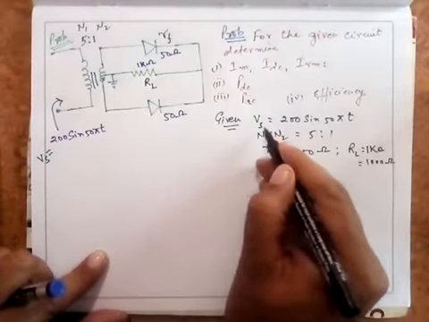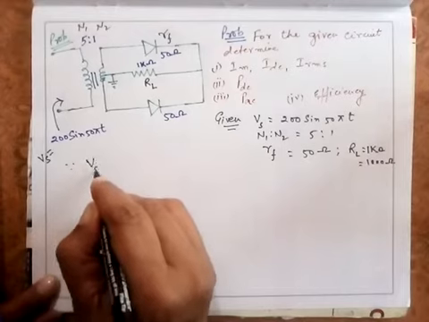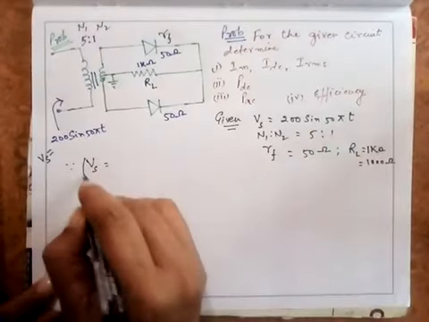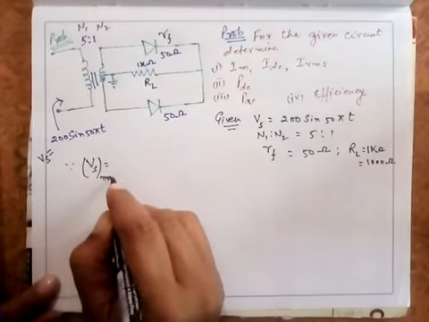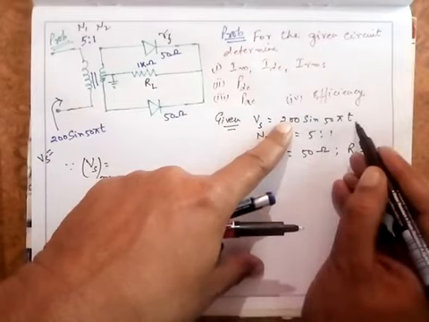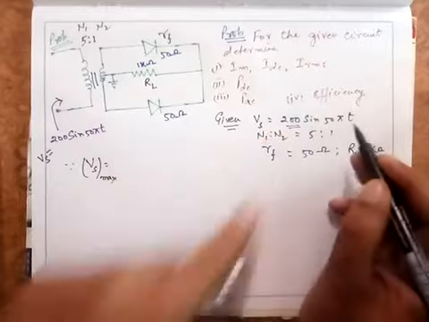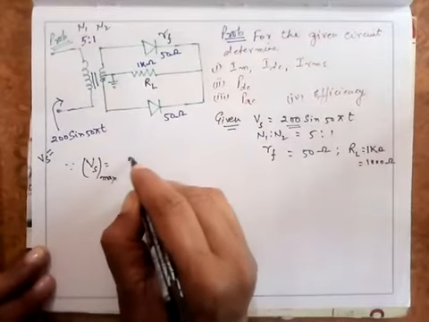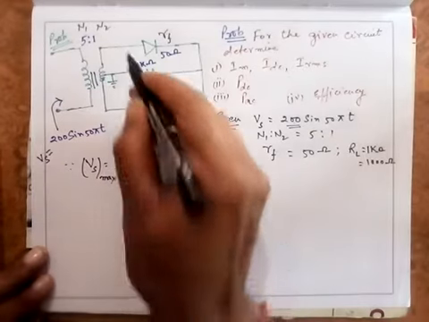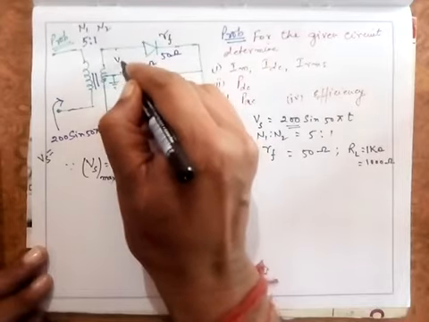Now if you see here, Vs is given to me. Can I say what is the maximum value of this Vs? If I compare this with Vm sine omega t, the maximum value is 200. So I can say that this is 200 volt. Now whatever derivation I have done is with respect to this Vi. Remember that this is my Vi. I am interested in this Vi.